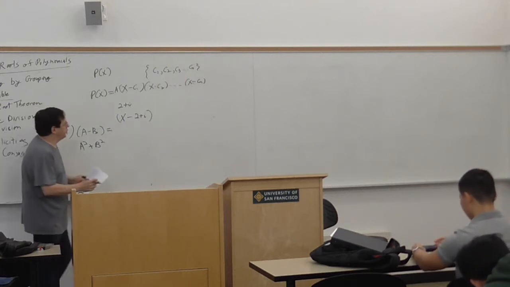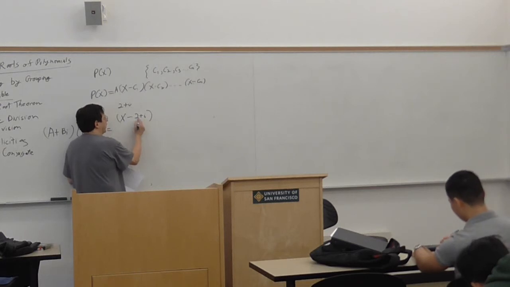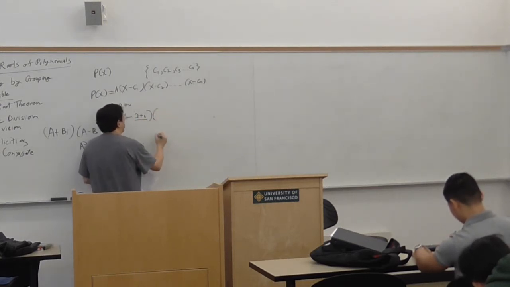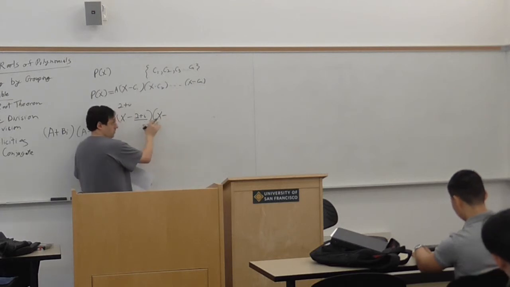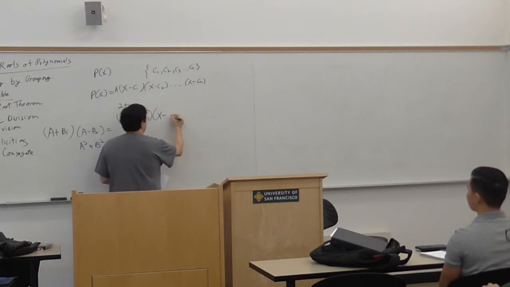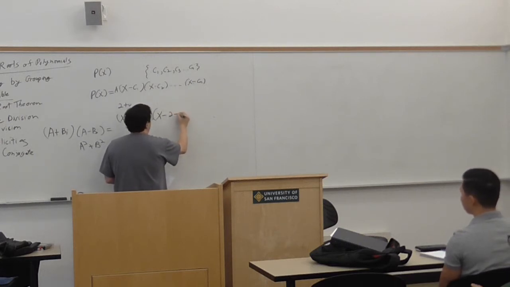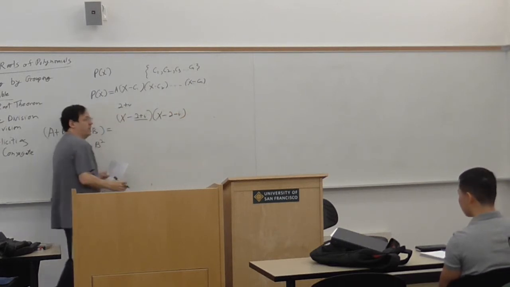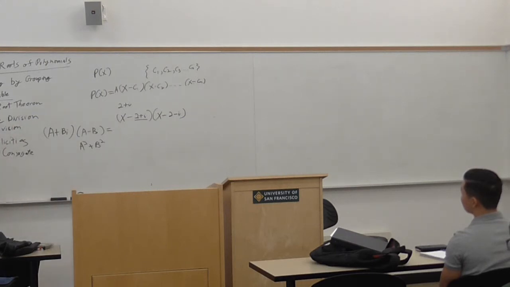So the strategy here is, if I have something that looks like this, if I multiply it by a term with its complex conjugate as a root, so that would be x minus (2 minus i), then I can be pretty sure I'm going to get rid of those pesky imaginary numbers.